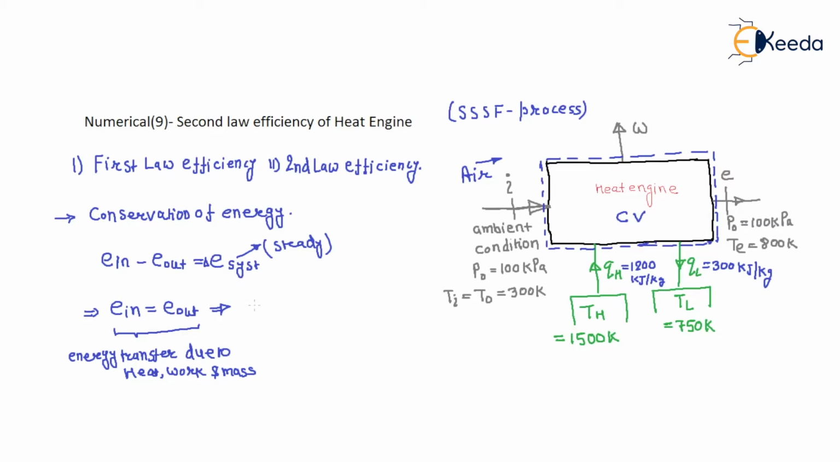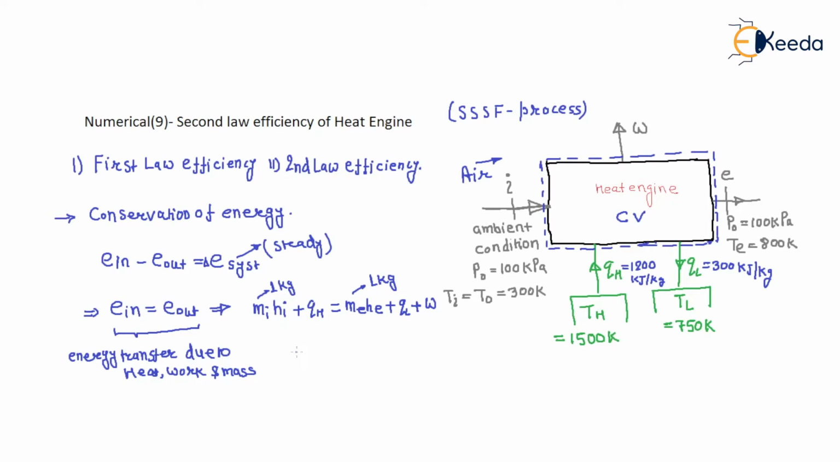What is the energy in the form of mass? Mi Hi. In the form of heat, QH. What is the energy out in the form of mass? Me He. What is the other energy out? QL, and the other is work. So this Mi is 1 kg, and this Me is 1 kg.